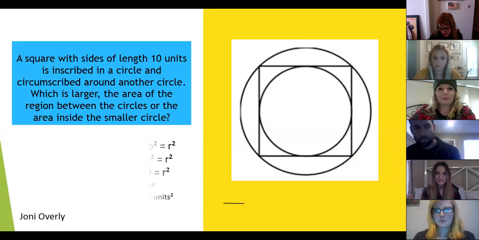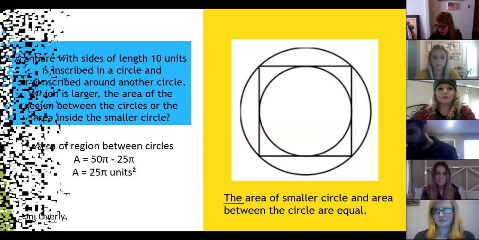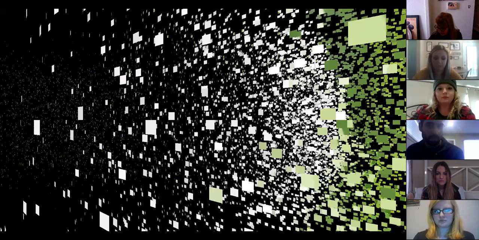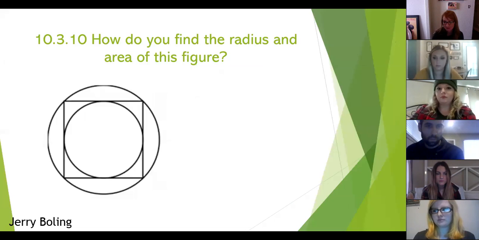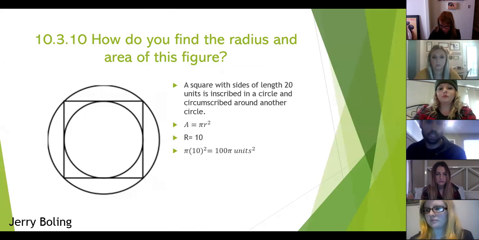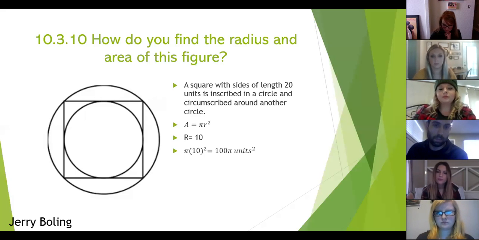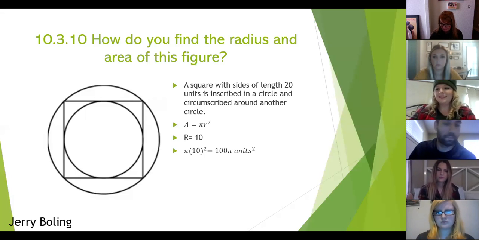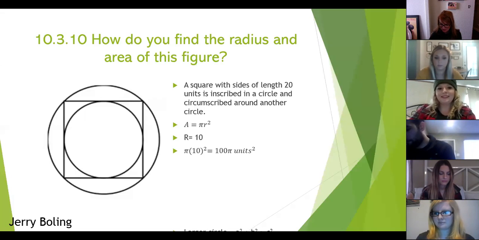All right, Jerry. How do you find the radius and the area of this figure? Well, you start out with the radius, and you take the length, which is 20 units, and divide it by 2, which is 10 units. And then to get the area, you take 10 units squared times pi, which you get 100 units times pi squared. Does that solve your question? Yes, thank you.